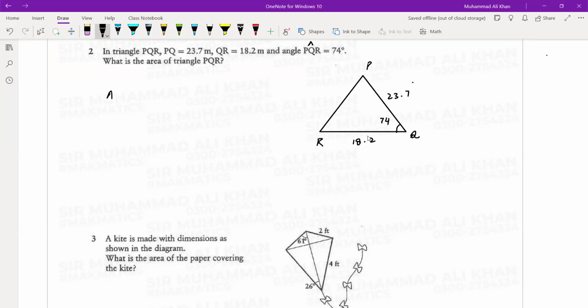It's very simple now. Area is equal to half the two sides, 23.7, 18.2, sine of the included angle, which is 74. By this, we'll get the final result. What's the answer? 207.3. Are you clear? Are you clear?